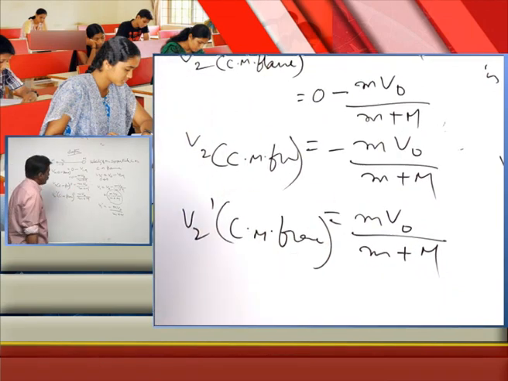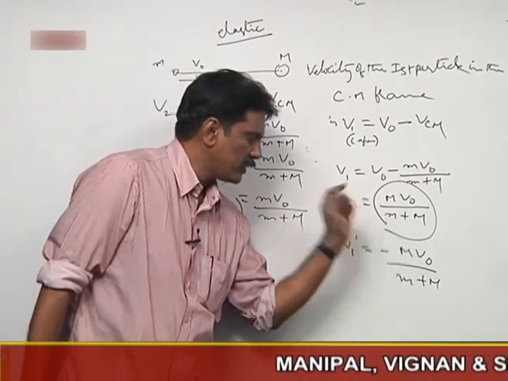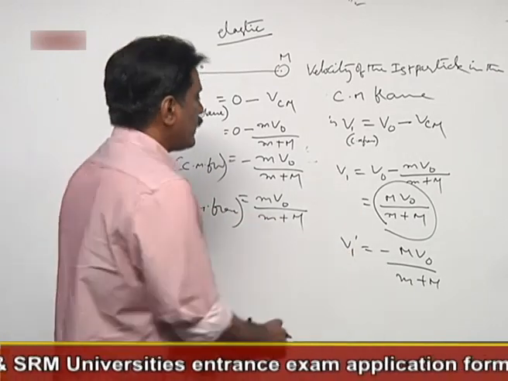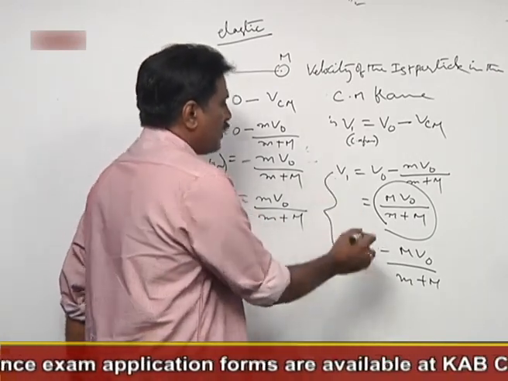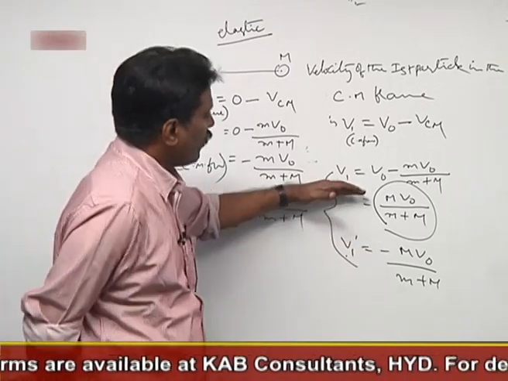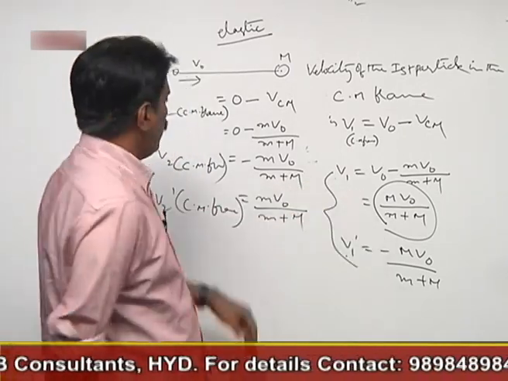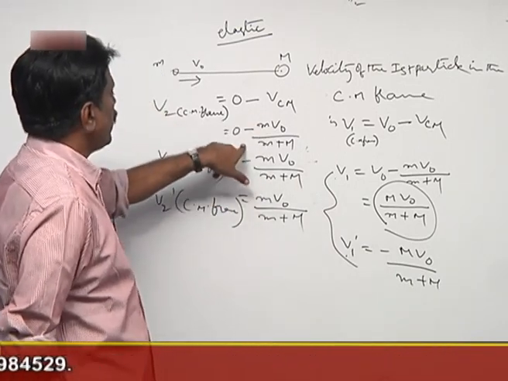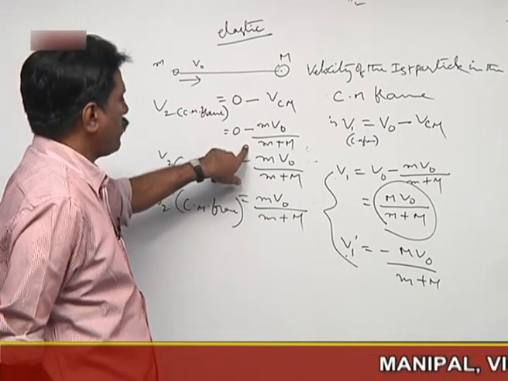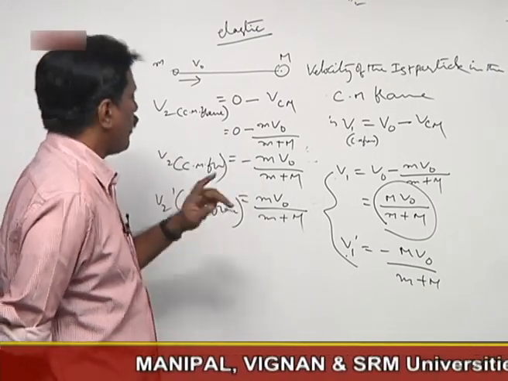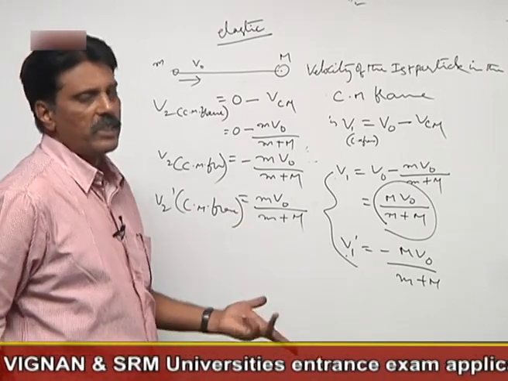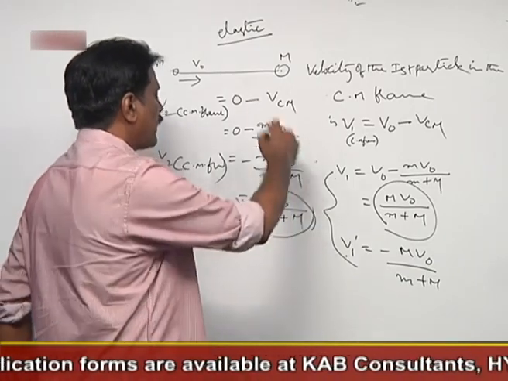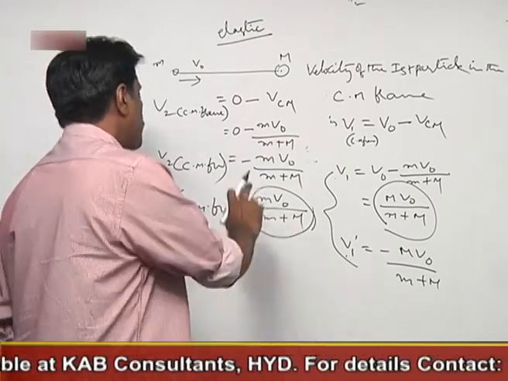So, in the center of mass reference frame, for the first particle, before collision this is the velocity, and after collision this is the velocity. These two are velocities in the center of mass frame before and after collision for the first particle. For the second particle, this is the velocity before collision in the CM frame, and this is the velocity after collision. There is not much difference except the sign. So, this is the velocity of the second particle after collision in the CM frame.